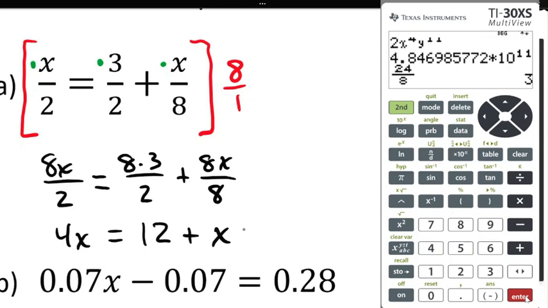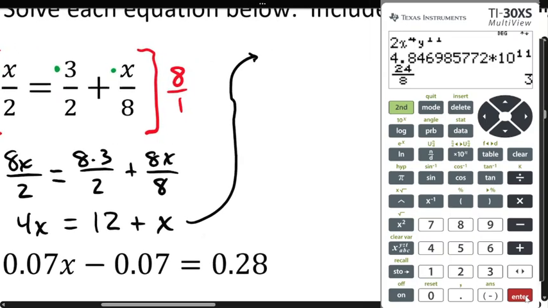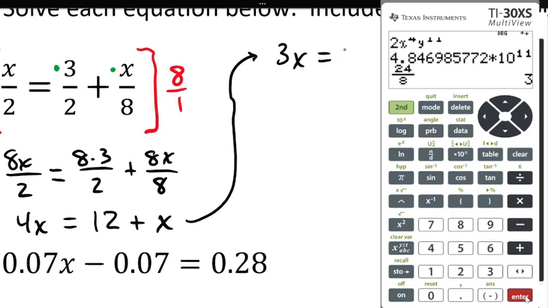All right, so let's bring this up here and finish. What we're going to do now to finish this is subtract x from both sides. When I do that, I'm going to get 3x on the left-hand side, and the right-hand side is going to become just the number 12 because I'm subtracting an x from each side.